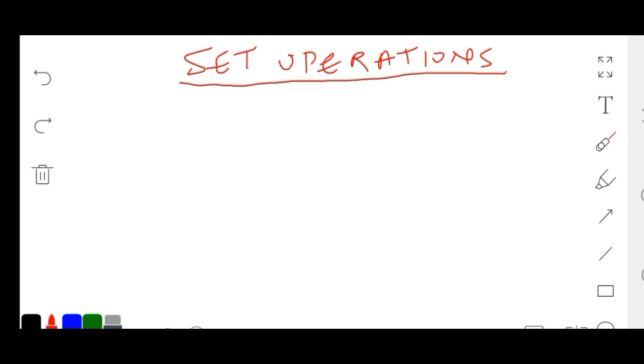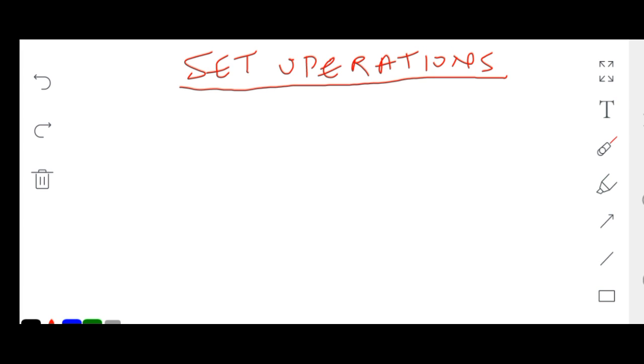What are set operations? Set operations are performed on two or more sets to obtain a combination of elements as per the operation performed on them. Yes, it's just an operation, just like performing something. So we have three major types here.